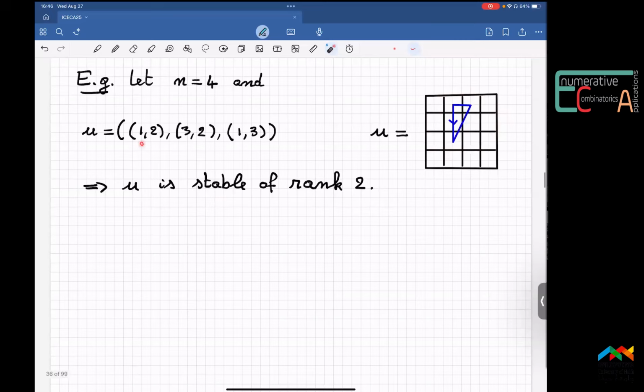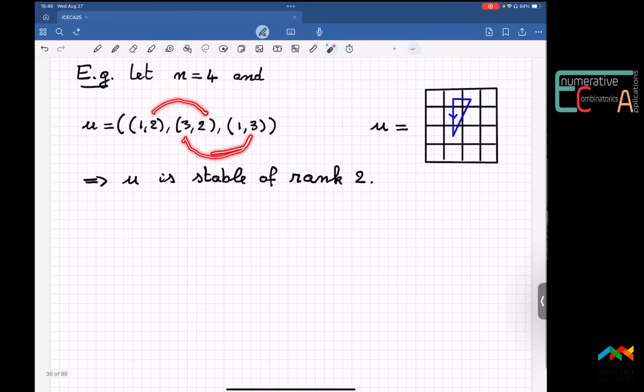I could put here instead of 1, 2, and 3, i, j, and k, and this would still be true. It's something that we proved. So these two elements in the same row, these two elements in the same column, and this further equality. So not all right triangles work, but with these equalities, they are stable of rank 2.